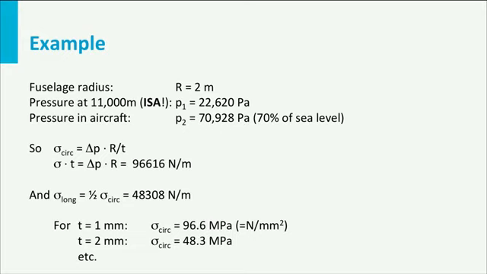With these values, we can calculate the pressure difference. Next, using the radius and pressure difference, we can calculate the value for stress times thickness, which is over 96,000 Newton per meter for the hoop stress and half that value for the stress in longitudinal direction. Depending on the skin thickness, we obtain different hoop and longitudinal stresses. 2 examples for the hoop stress are given. The hoop stress is almost 100 Newton per square millimeter for a skin thickness of 1 millimeter, or nearly 50 Newton per square millimeter for a skin thickness of 2 millimeters.